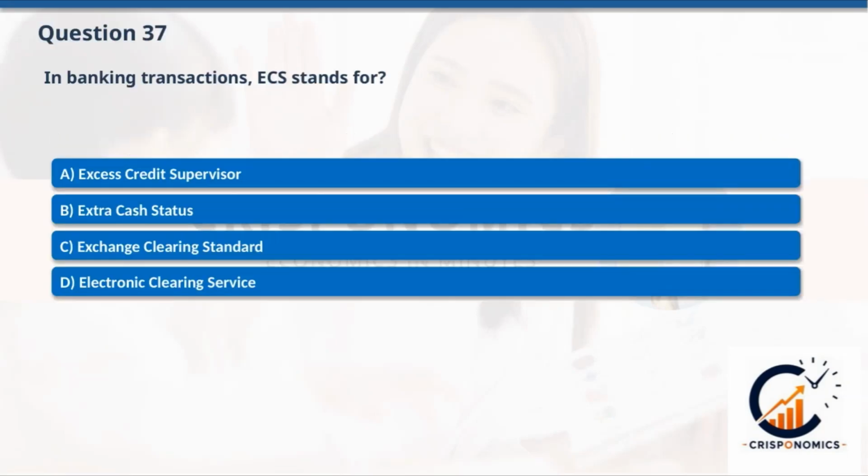Let's take a closer look at what ECS means in banking transactions. The options here include electronic clearing service, exchange clearing standard, extra cash status, and excess credit supervisor. Among these, electronic clearing service is the one that relates directly to how payments are processed electronically between banks. It's a system that helps move money quickly and securely, making transactions smoother for everyone involved. This question tests our understanding of key banking terms and how they impact everyday financial operations.